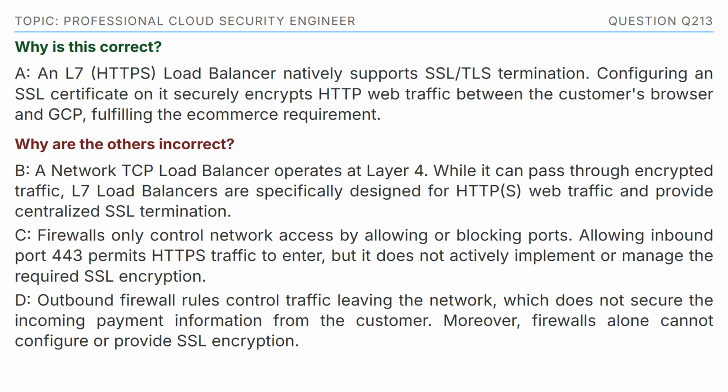B. A network TCP load balancer operates at layer 4. While it can pass through encrypted traffic, L7 load balancers are specifically designed for HTTPS web traffic and provide centralized SSL termination. C. Firewalls only control network access by allowing or blocking ports. Allowing inbound port 443 permits HTTPS traffic to enter, but it does not actively implement or manage the required SSL encryption. D. Outbound firewall rules control traffic leaving the network, which does not secure the incoming payment information from the customer. Moreover, firewalls alone cannot configure or provide SSL encryption.